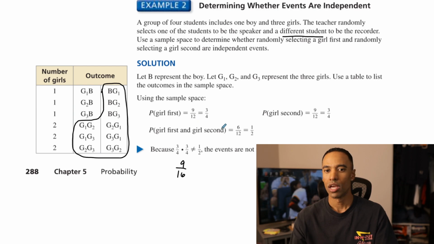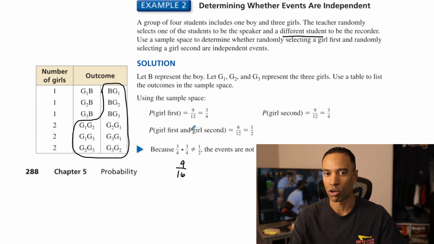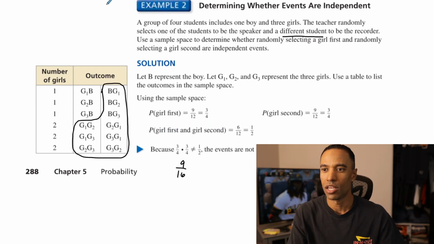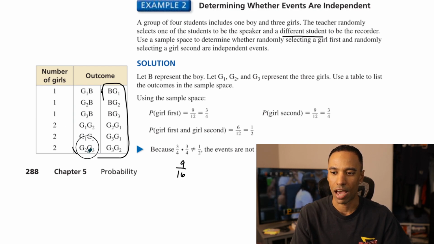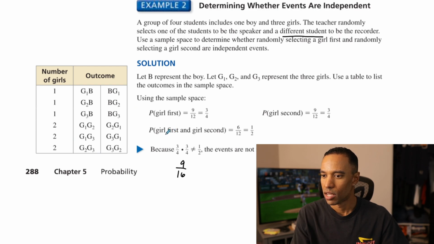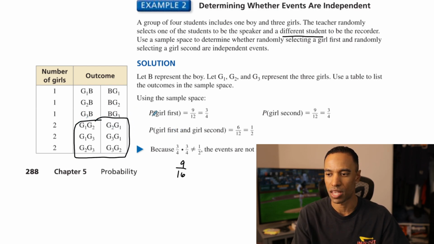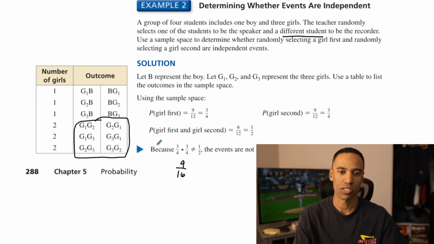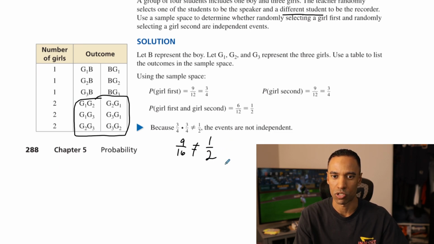9/16 doesn't reduce, but the probability of selecting a girl first and selecting a girl second, you can see here, they say 6/12. Let's see. Girl first and girl second, that's the bottom set. 2 girls, that's 6 out of 12, which is 1/2. So using the sample space shows that 9/16 is not the same as 1/2, so these events are not independent.